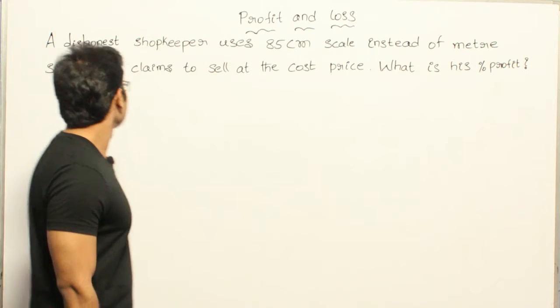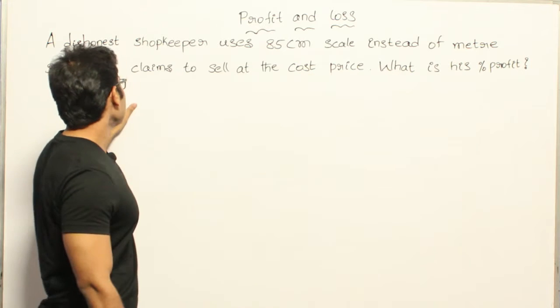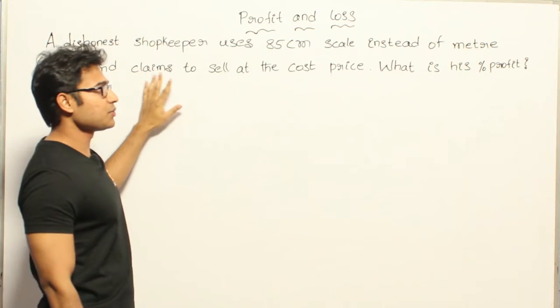Now let's see this question. A dishonest shopkeeper uses an 85 centimeter scale instead of a meter scale and claims to sell at the cost price. Then what is his percentage profit?